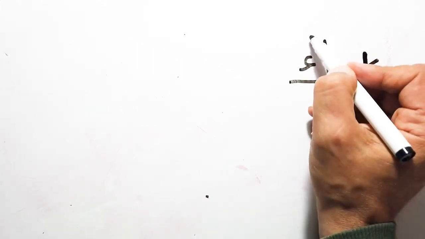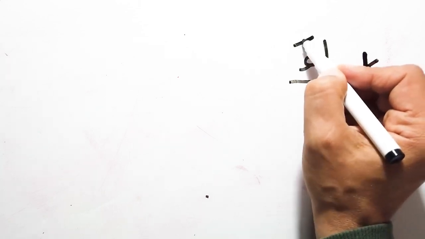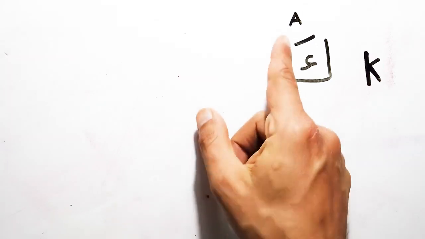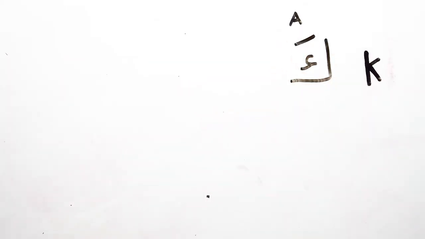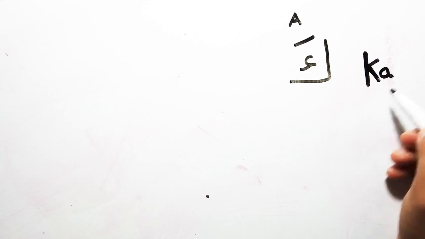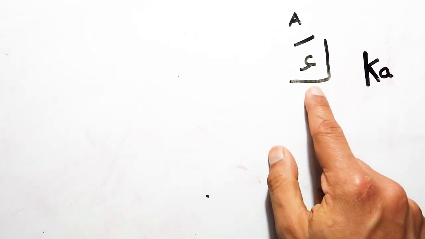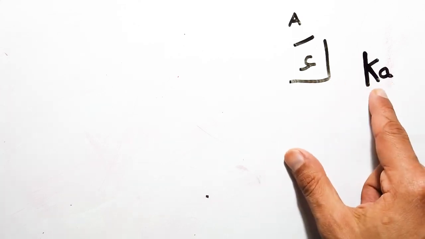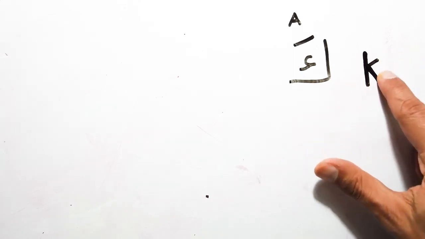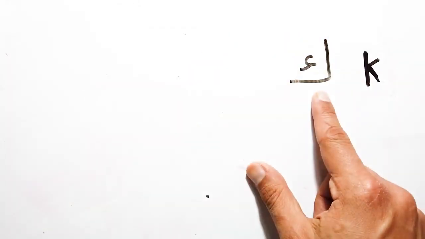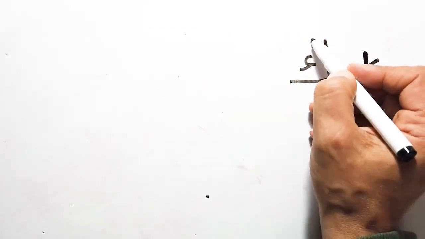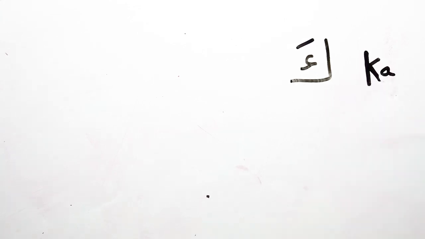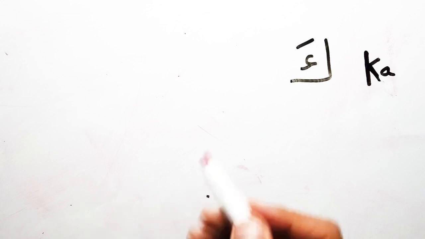When I add this mark on the top, this mark has the sound of letter A in English. So now I have K. Let's add here. K, K, K, K. If I remove this, so I have now K. Okay, let's see another one.